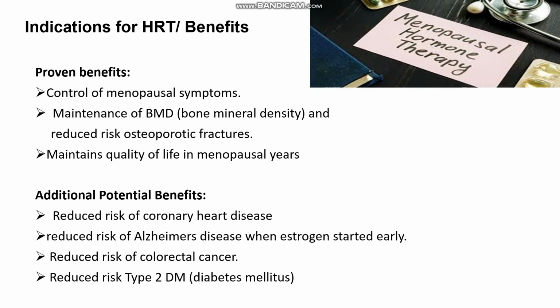Indications for HRT and benefits. What are the indications? The proven benefits are control of menopausal symptoms, maintenance of BMD, reduced chances of osteoporotic fractures, and maintenance of quality of life in the menopausal years. Additional benefits are that HRT and MHT reduce the risk of coronary heart disease, reduce the risk of Alzheimer's disease when estrogen is started early, reduce the risk of colorectal cancer, and reduce the risk of type 2 diabetes mellitus.